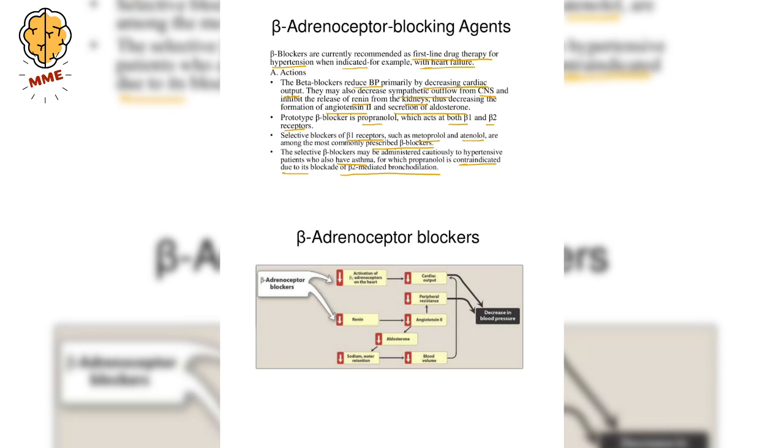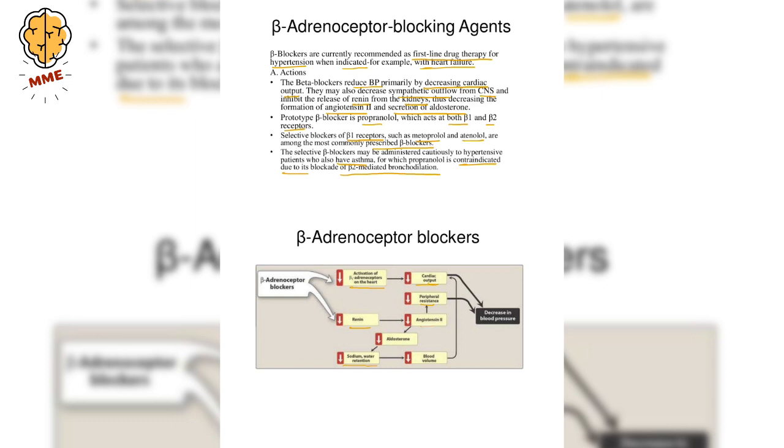Now, as you can see in this picture, beta adrenal blockers control hypertensive patients by decreasing the activation of beta 1 adrenal receptors on heart, decreasing renin, and decreasing sodium water retention. Decreasing activation of beta 1 receptors on heart will decrease cardiac output. Decrease in renin will decrease angiotensin 2, peripheral resistance will decrease, and aldosterone will decrease. Sodium water.